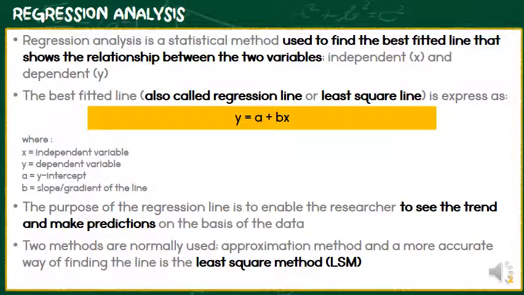So in regression analysis, okay, is used to find the best fitted line that shows the relationship between two variables. This best fitted line sometimes called regression line or a least square line and represented as y = a + bx.